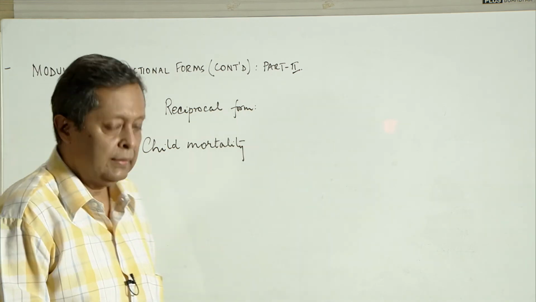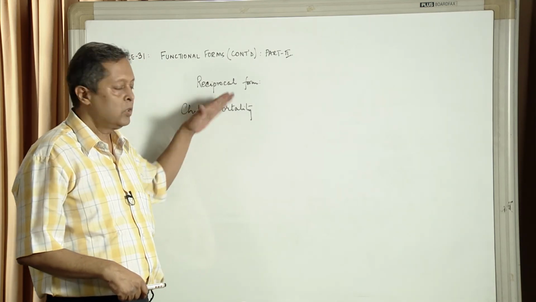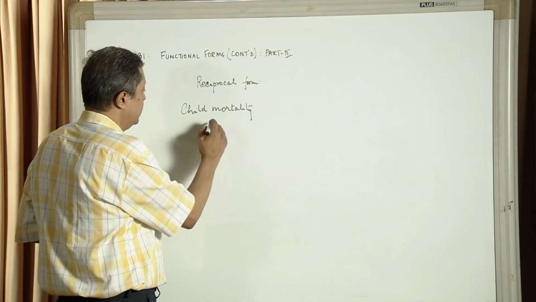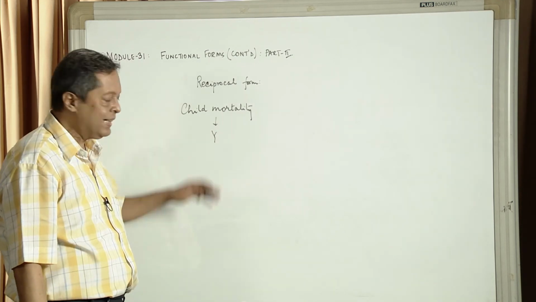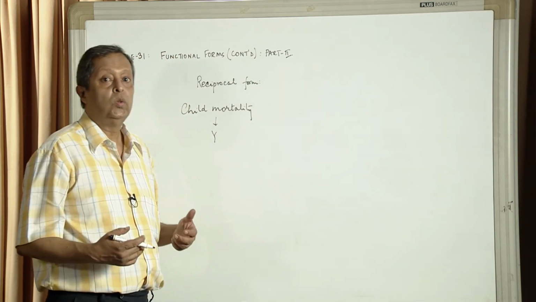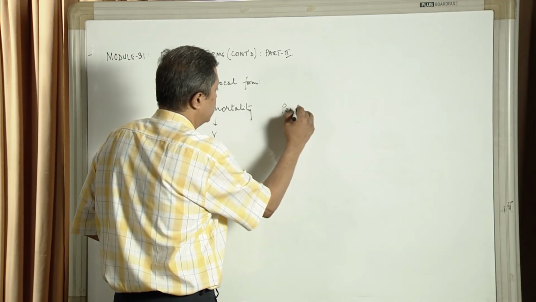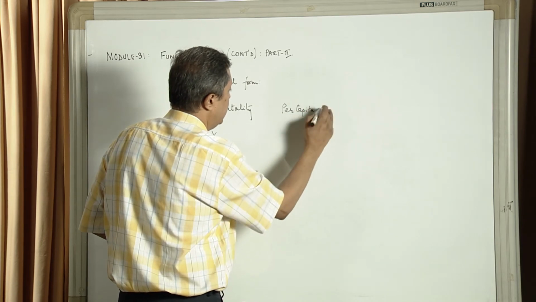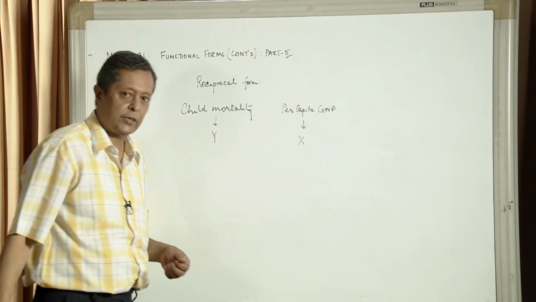We know that as a country develops, as an economy develops, child mortality should fall. So, if we denote child mortality by the variable y, then this child mortality should be declining as the economy develops. One variable to show the development of an economy is per capita GNP. So, say that is y, sorry, that is x.